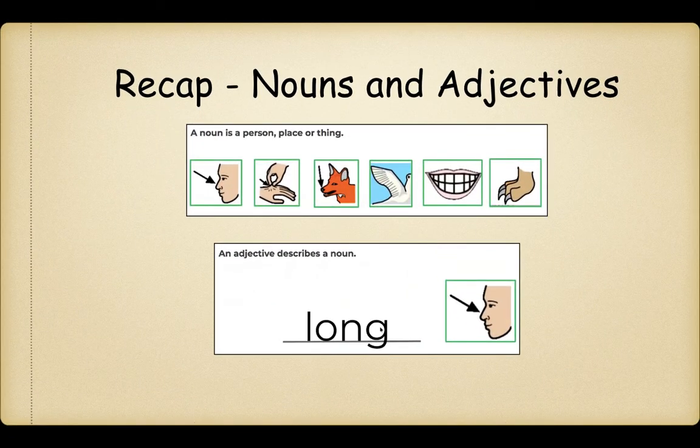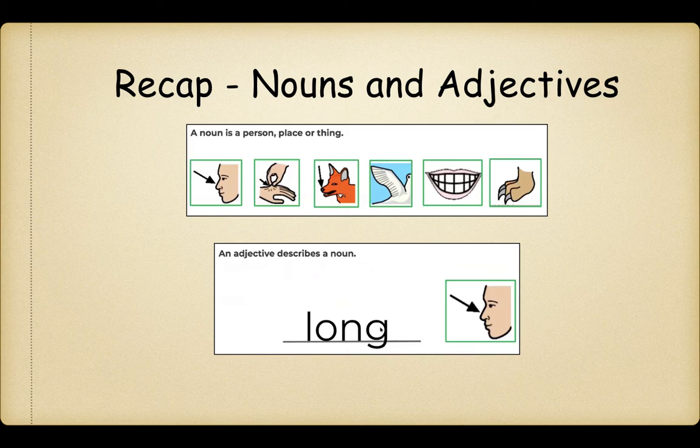So let's have a look at a recap. Remember nouns and adjectives? We had a recap on them yesterday. A noun is a person, place or thing. So your name is a noun. The name of an animal is a noun. The name of a part of your body is a noun. And all the nouns highlighted in the box here are nouns that we've used in your writing.